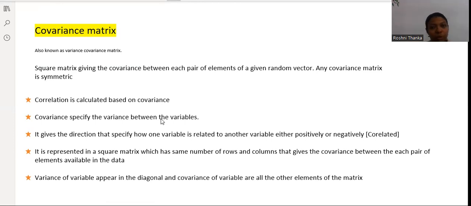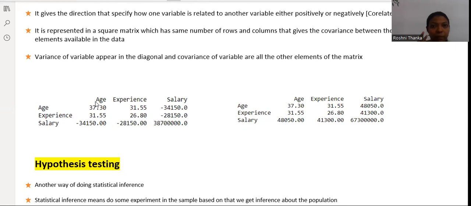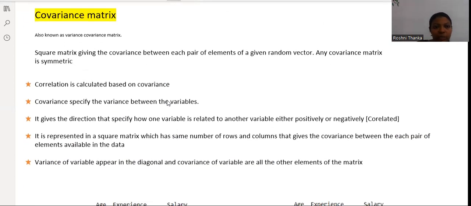In a correlation coefficient, we find the correlation between only two variables. But using a covariance matrix, we are able to find the covariance between each pair of elements. For example, in this example we are not only having two variables, we have three variables. So it will help you find the covariance between each pair: age with experience, age with salary. For every pair in the data set, we are able to find the covariance.